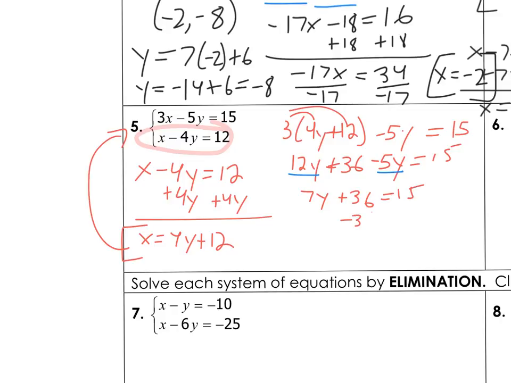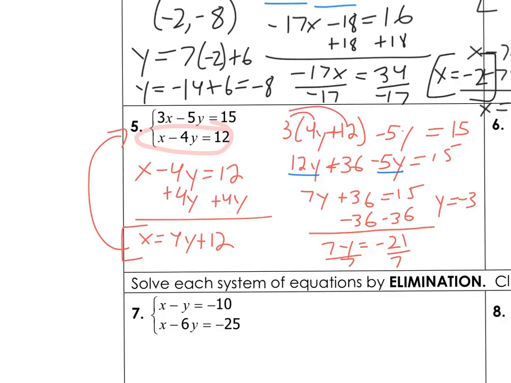Subtract both sides by 36, and that would leave you with 7y equals negative 21. Divide by 7 on both sides, and you would get your answer, or at least the y component of your answer, which is y equals negative 3.